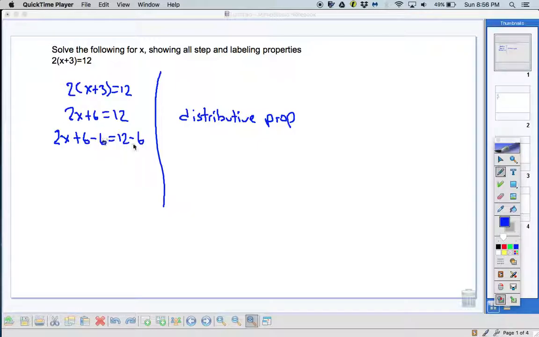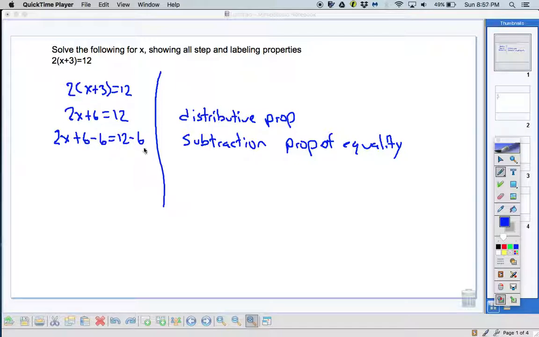And when I do something to both sides, it's called a property of equality. In this case, we're subtracting, so this is the subtraction property of equality. Now, the subtraction property of equality doesn't actually do any subtracting. It just says that we're allowed to write it to both sides.